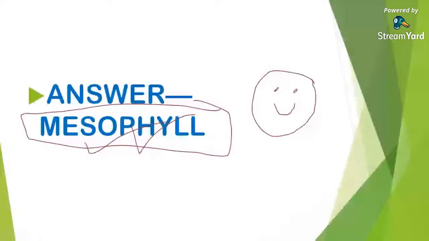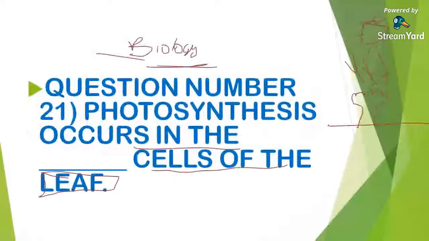Anyway, so mesophyll is the correct answer. Okay? Not meso. Meso is something else. So mesophyll is the correct answer. Okay? So photosynthesis occurs in the mesophyll cells of the leaf.